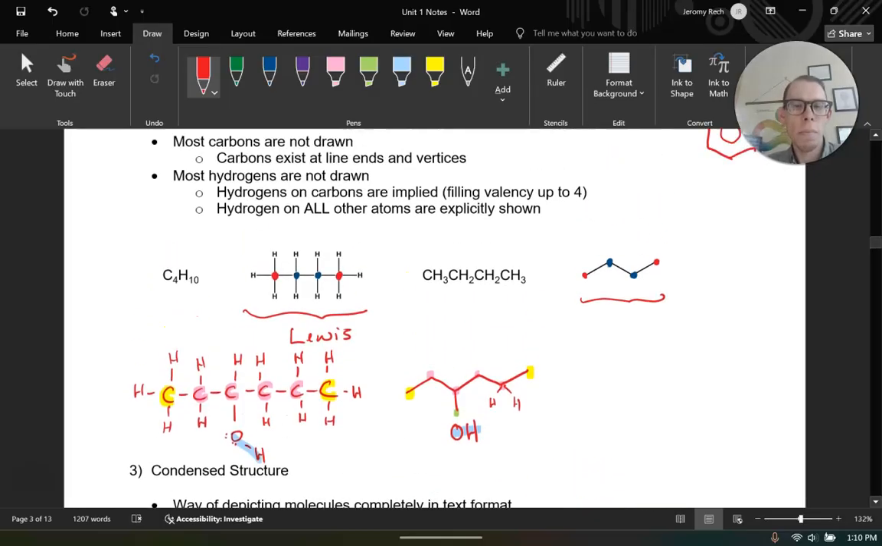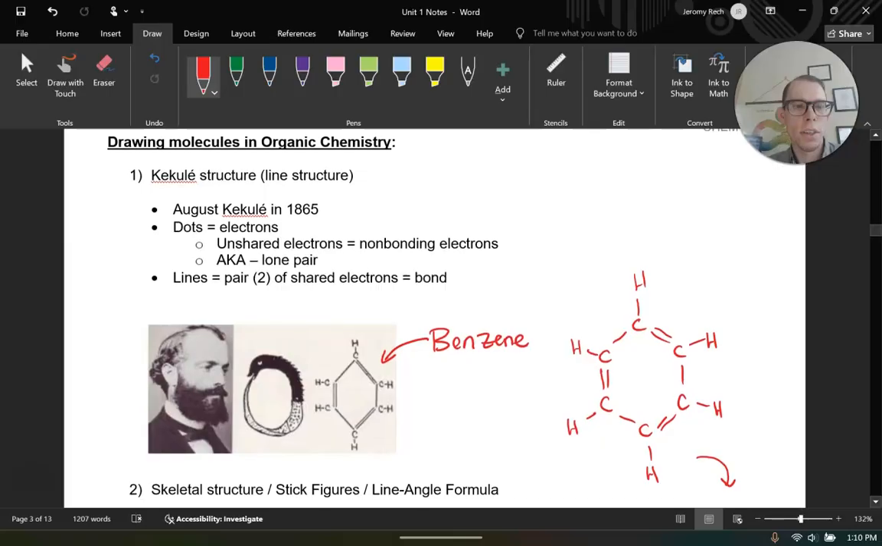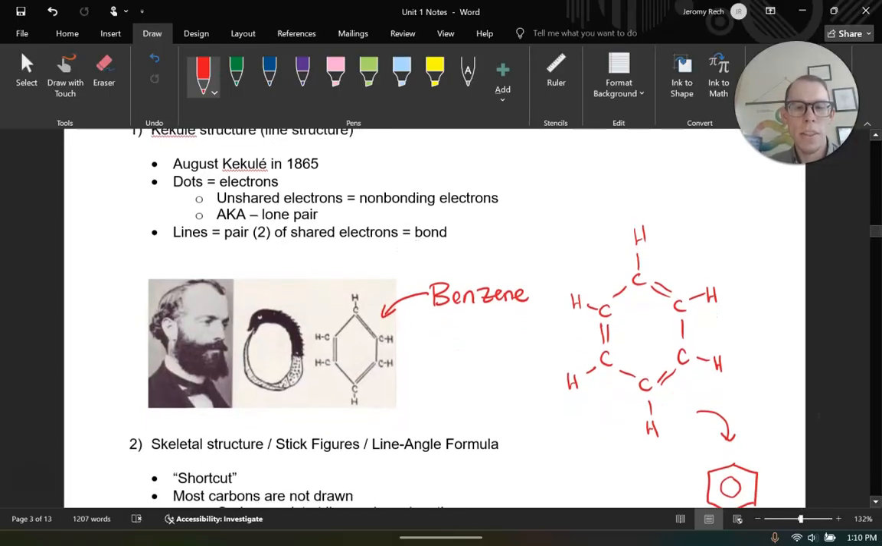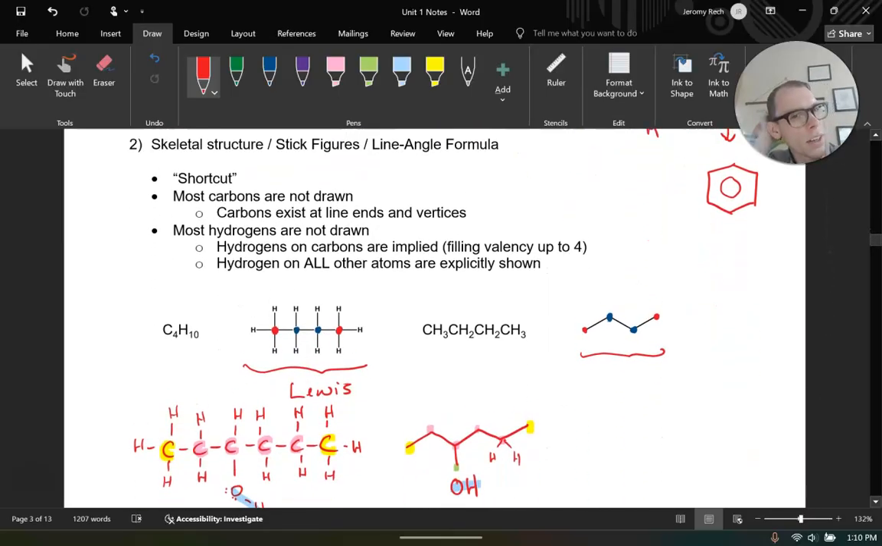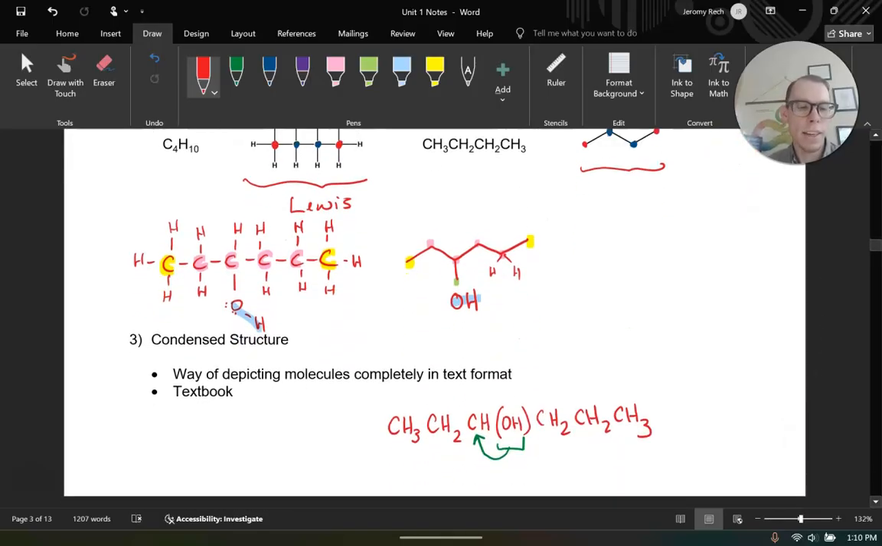And these are our three main ways in which we can draw structures. Our Lewis and our Kekule, which are our original ways, are a little bit more cumbersome. Our skeletal line angle formula, our stick figures, are going to be our most common. And these are going to be zigzags where we have a bunch of carbons and hydrogens that are just understood to be there. And then you'll have your textbook way. So we'll stop there and then get a bunch of practice in class.